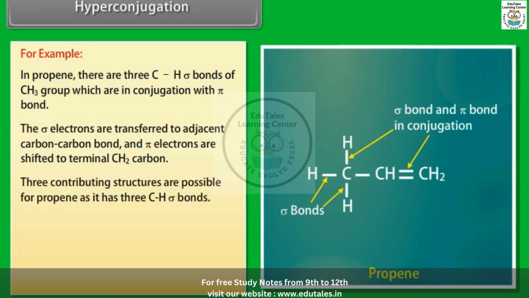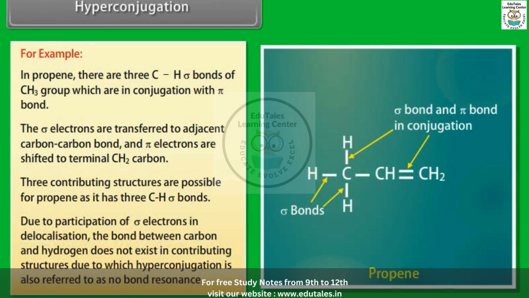Three contributing structures are possible for propene as it has 3 C-H sigma bonds. Due to participation of sigma electrons in delocalization, the bond between carbon and hydrogen does not exist in the contributing structures, due to which hyperconjugation is also referred to as no-bond resonance.